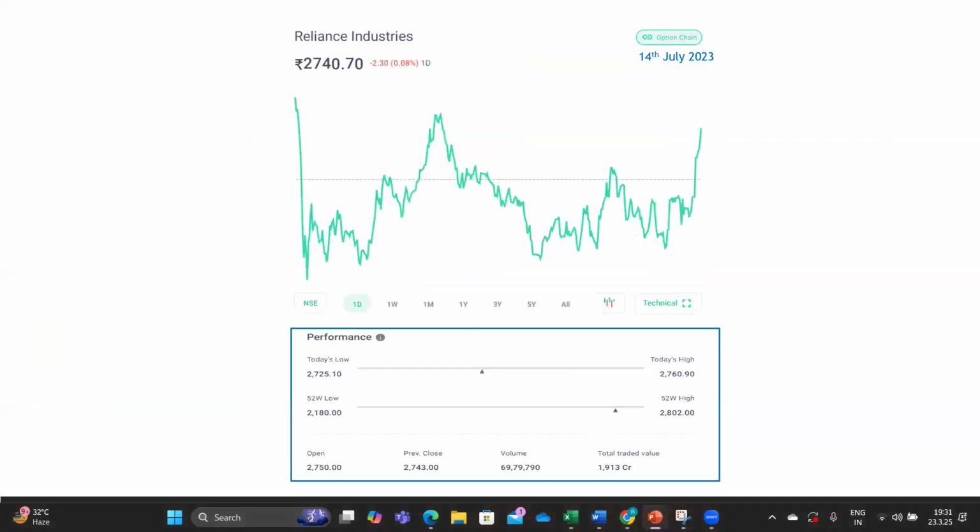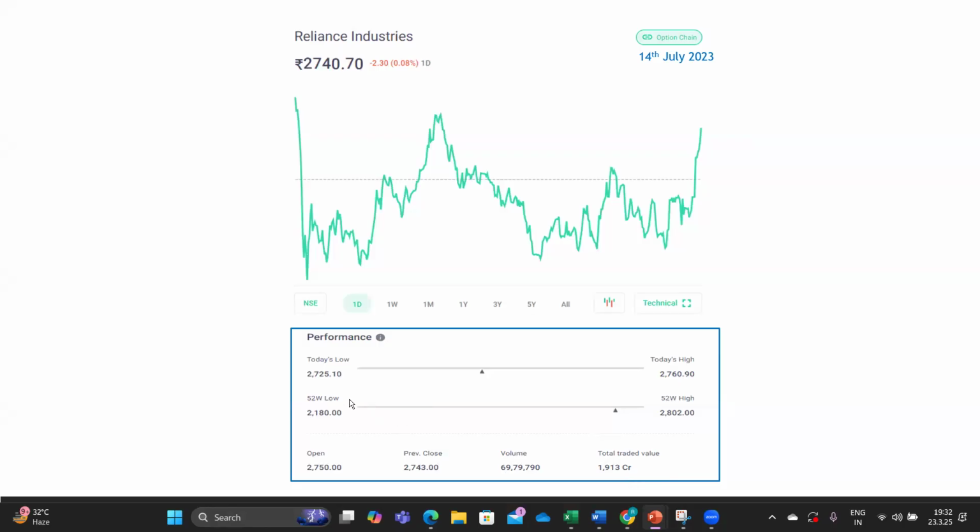Now, if you read the bottom table, what does it tell us? It tells us that when the market opened today, it opened at 2750. The previous close was at 2743. Total volume, how many shares were bought and sold? That was close to 70 lakhs, 69 lakh shares were bought and sold. Total value of that trade is close to 1900 crores.